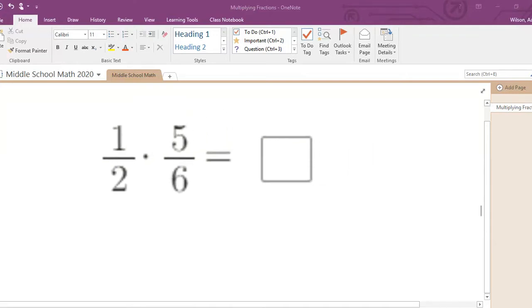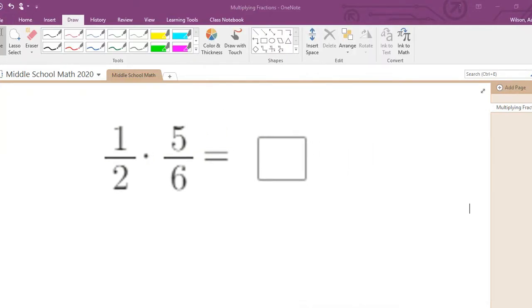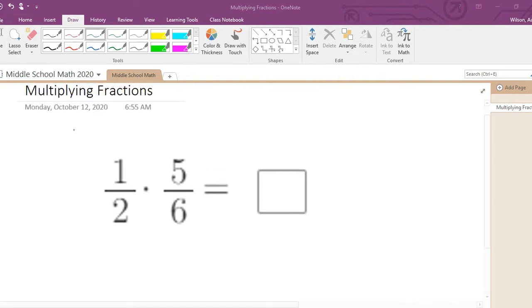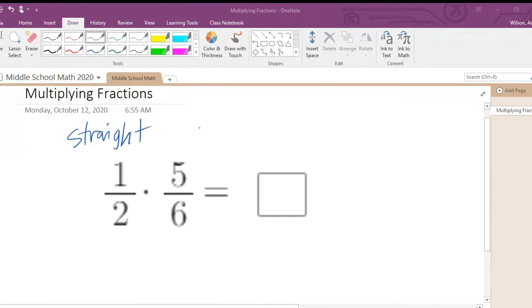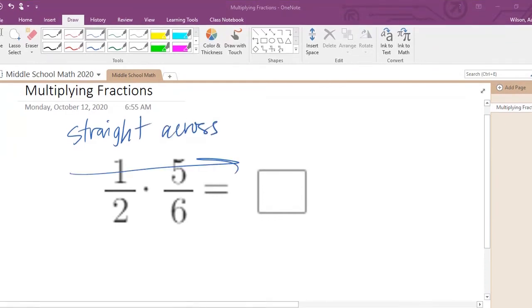All right, here we are going to be multiplying fractions, and the easiest way to remember how to multiply fractions, two words: straight across, meaning just multiply straight across.